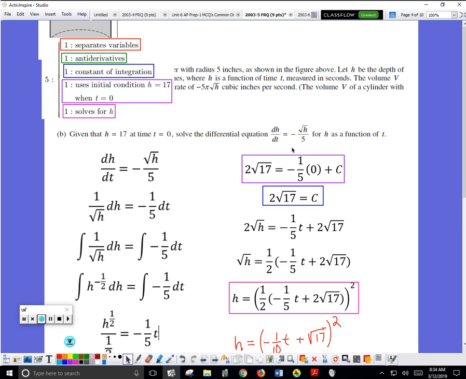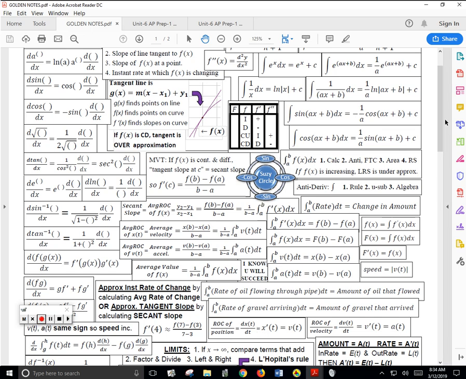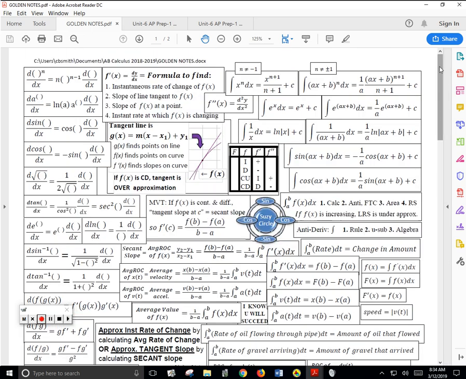It's a formula for finding the slope at any point of some other curve. You need to have that memorized. The golden notes help with that. Right here on the golden notes, the very top, there's a box that says dy dx is a formula for finding the slope of a line tangent to f. You need to have that memorized.